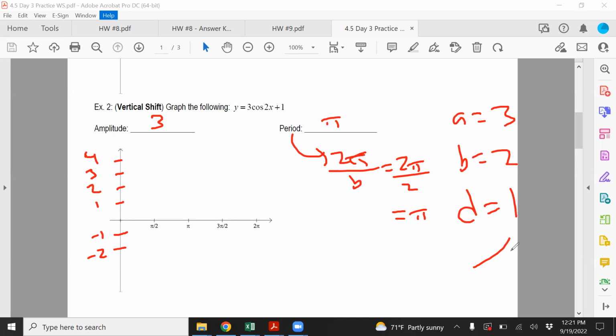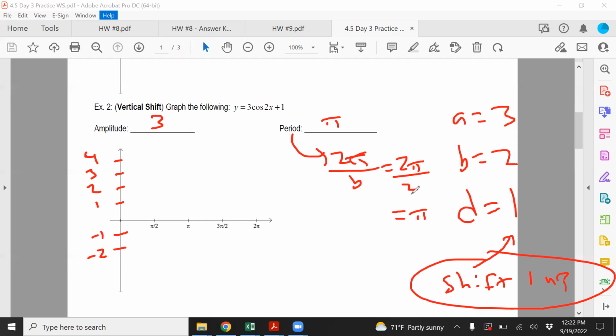So what this means, we have to shift the D of 1. You have to shift 1 up. What's happening is, why do you have to put 4 here and -2 here? Let's think about it. If I plug in 0, what's cosine 0? That's 1, right? What's 3 times 1? 3. And 3 plus 1 is 4. The plus 1 causes the graph to move up 1.